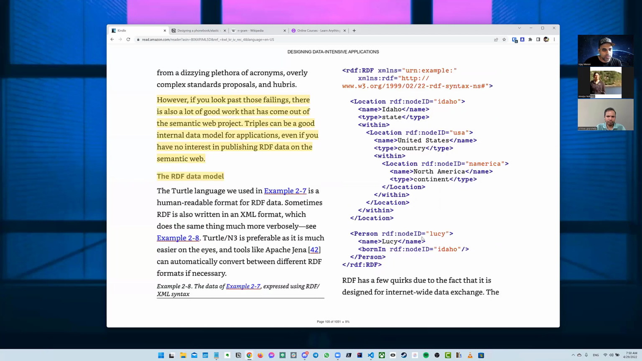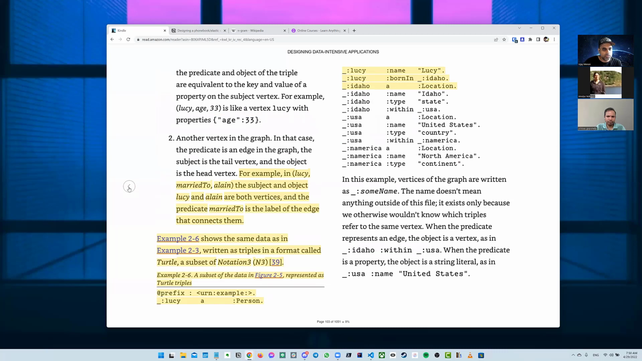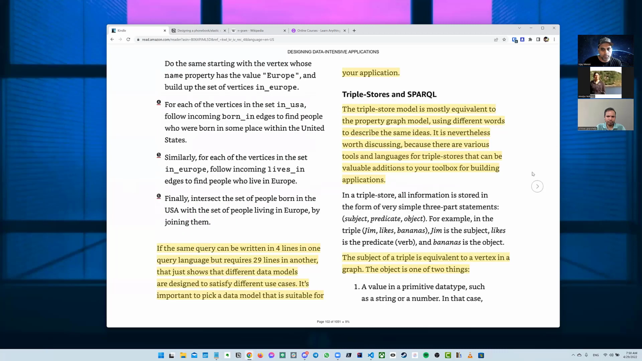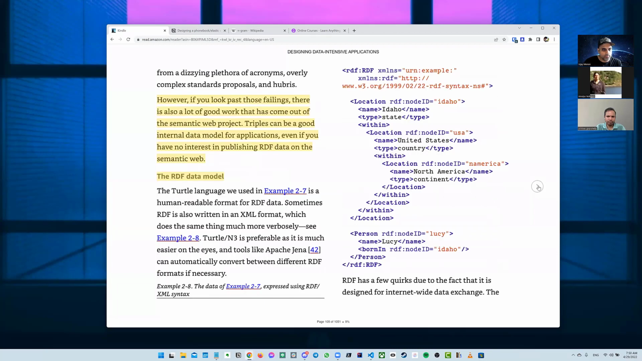Just out of curiosity here. Or, do you have anything to add to this section? Just kind of like triples and SPARQL. Oh, I've never heard of these things. Okay. It's pretty interesting though.